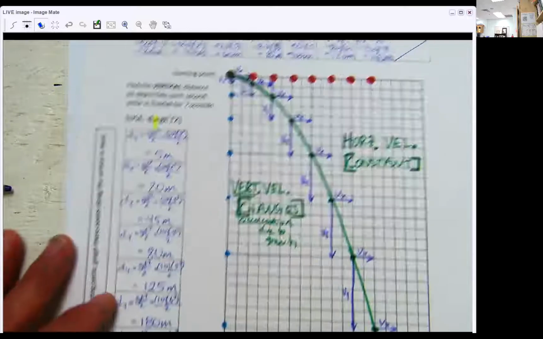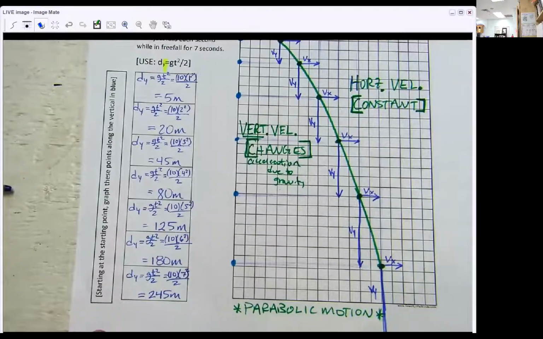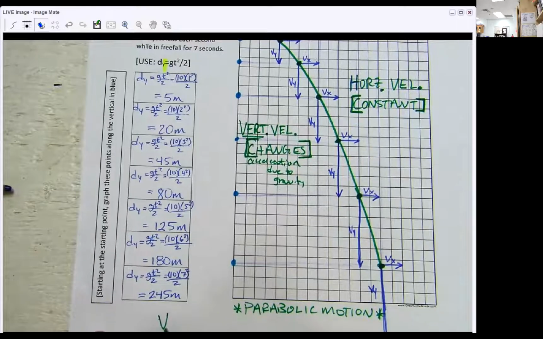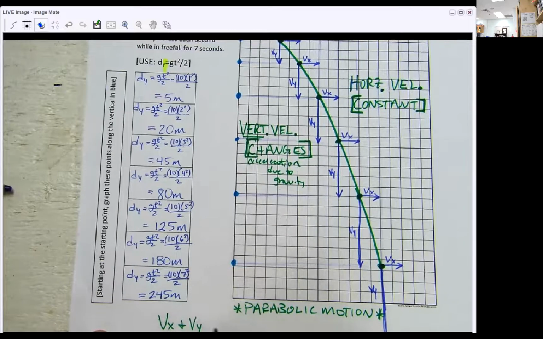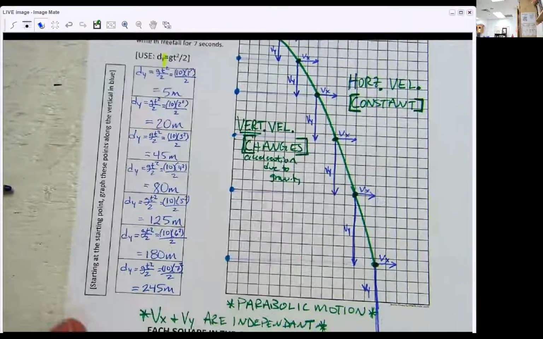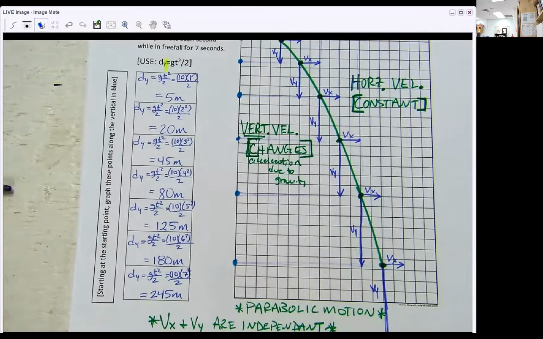All right, let's look at this last little bit here. I'm going to say this first, write it out first, and then talk about it. The horizontal component of velocity and the vertical component of velocity are independent. They are independent. So that's another type of conceptual question that you'll be asked.